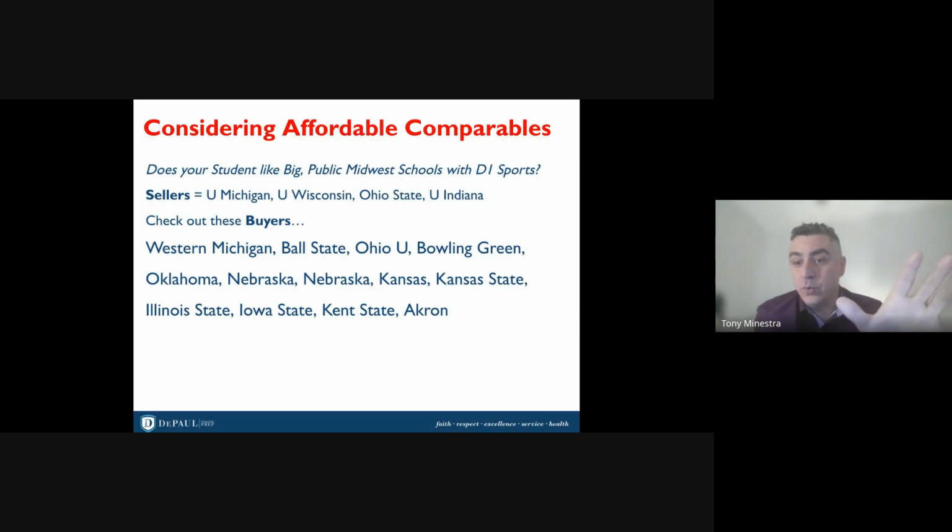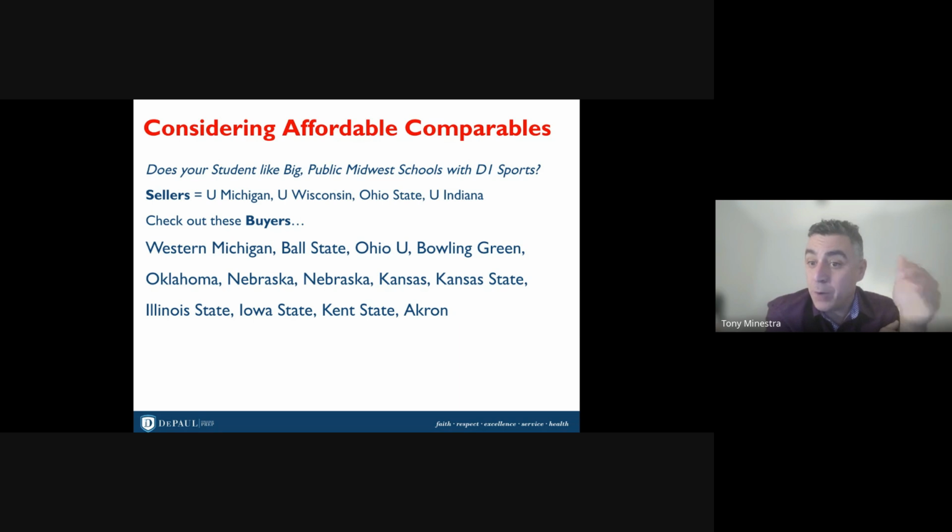Okay, so what does that mean? Let's talk about some schools, right? So if your student likes big public Midwest schools with D1 sports, which to be honest is the vast majority of what our juniors are telling us, right? The sellers: Michigan, Wisconsin, Ohio State, Indiana, all of those schools are in our top 15 apps, and they're getting somewhere between 70 to 100,000 applications a year. They don't need to discount anybody.